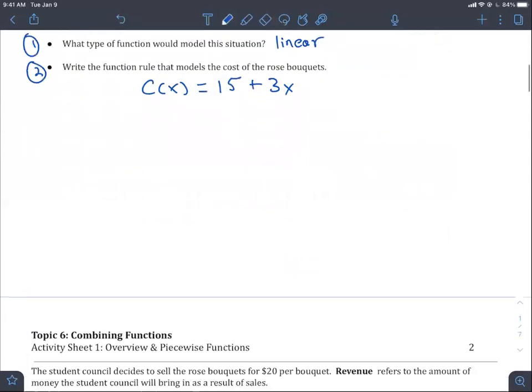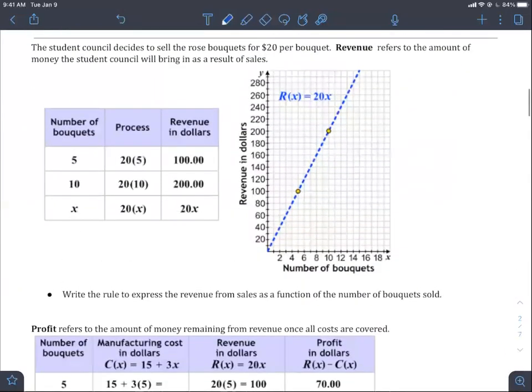Okay. So the other part of this is, okay, they're buying all of these bouquets. What are they going to sell them for? So when we sell something, that represents our revenue. Our revenue refers to the amount of money that the student council will bring in as a result of sales. The revenue is separate from the cost. Note that. They apparently decide initially, this is going to change later, that they're going to sell the rose bouquets for $20 per bouquet.